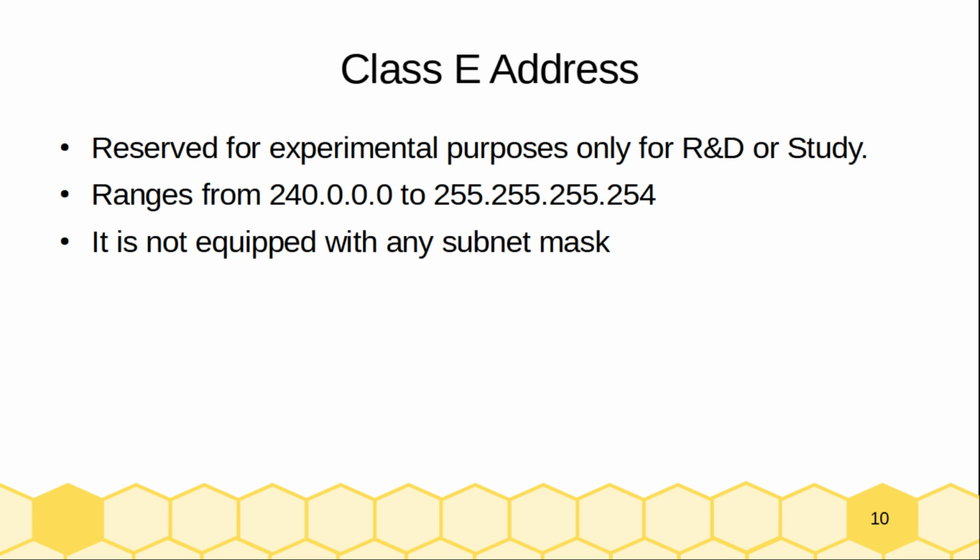IP addresses in this class range from 240.0.0.0 up to 255.255.255.254. Like class D, this class is not equipped with any subnet mask. As we can see, class D and class E do not have any subnet mask, and classes A, B, and C have subnet masks.